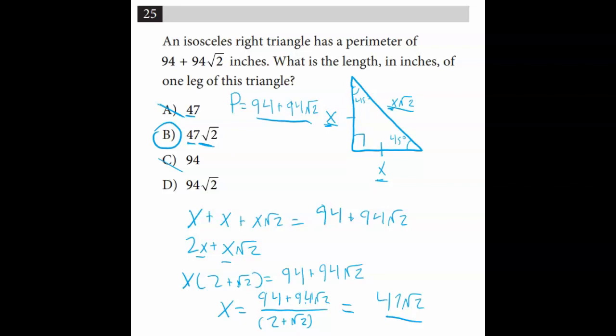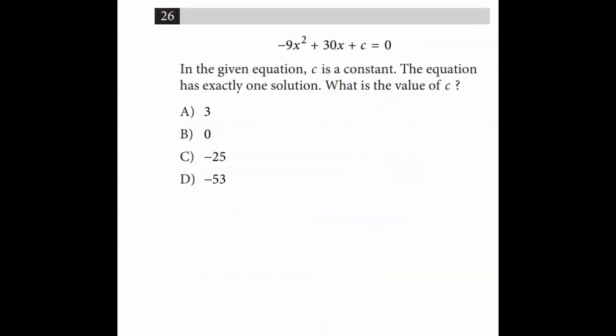And you would just calculate what 47 square root of 2 is, what 94 square root of 2 is, and you would find that the answer choice would be B. But this is just a different way of thinking about it that could help you solve this problem and get you the correct answer. All right, number 26.